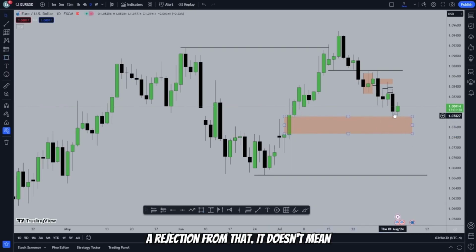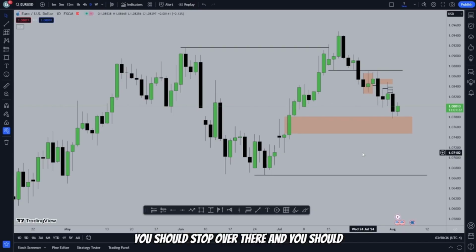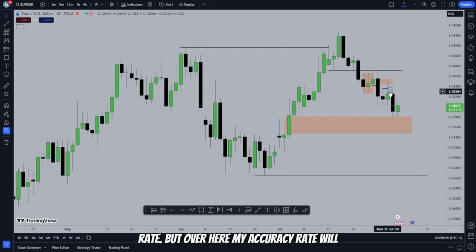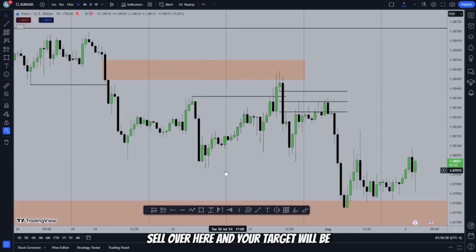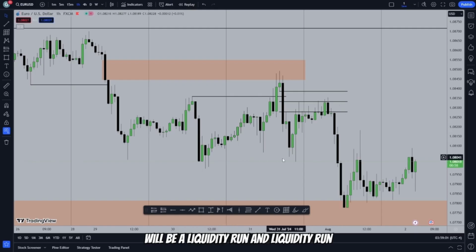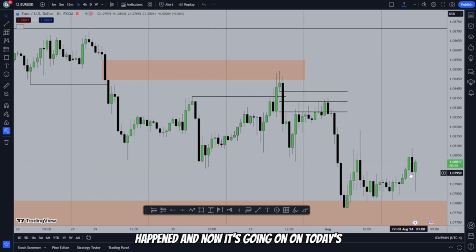You can see that there's a rejection from there. It doesn't mean that the market will go up from here. That's just a stop. So you should stop over there and think about what's going to happen. Right now I don't know what will happen, but when the market was right over here, I knew what's going to happen. My assumption was like an 80% accuracy rate, but over here my accuracy rate will be 40% or 50%, okay? So now you can look at the 1h time frame. You could have taken a sell over here and your target will be these two relative equal lows. So this will be a liquidity run, and the liquidity run happened, and now it's going on, and today's Friday.